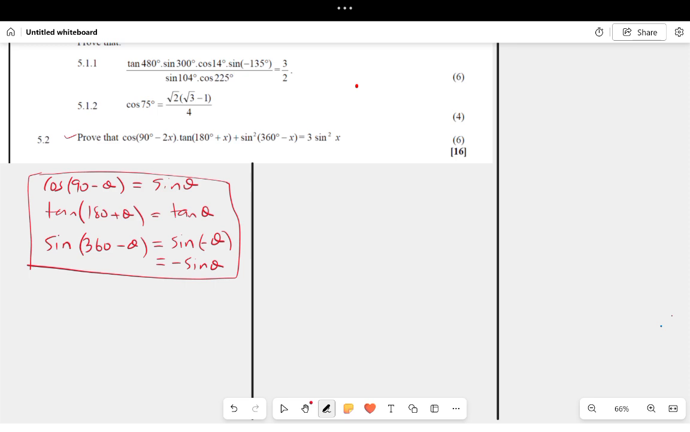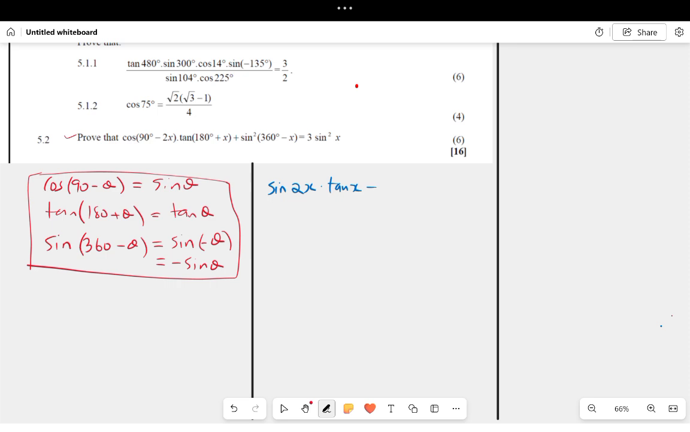Now, we are going to rewrite the above equation using these new realities. Instead of cosine of 90 degrees minus 2x, I'm simply going to write it as sine 2x. Sine 2x, not theta, sorry. Now instead of tan of 180 degrees plus x, it's going to be multiplied by tan x.